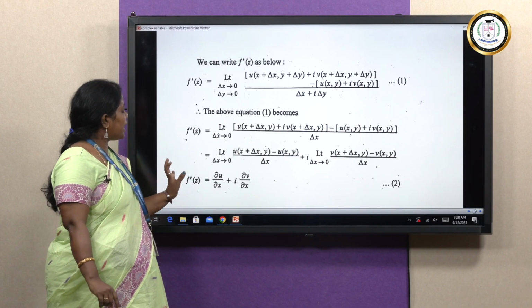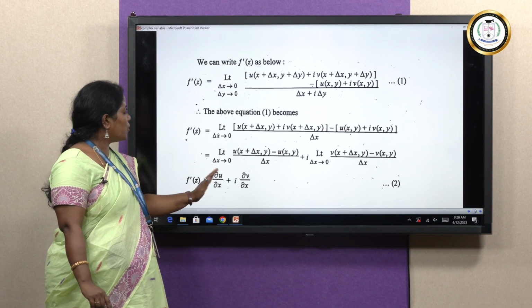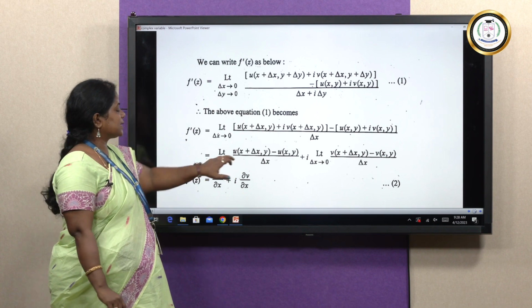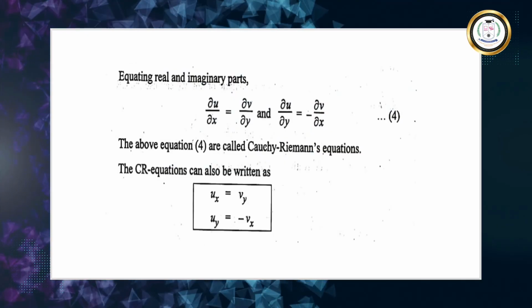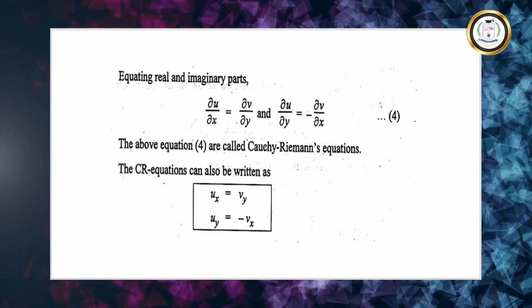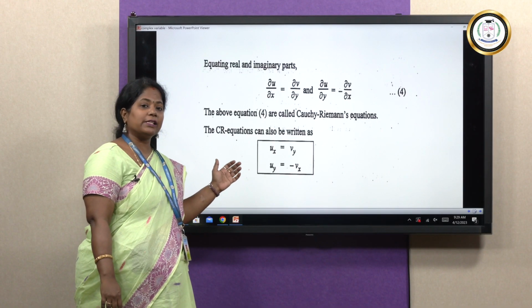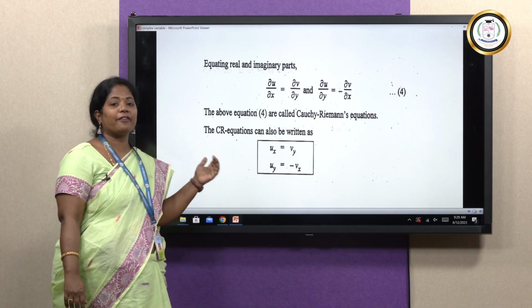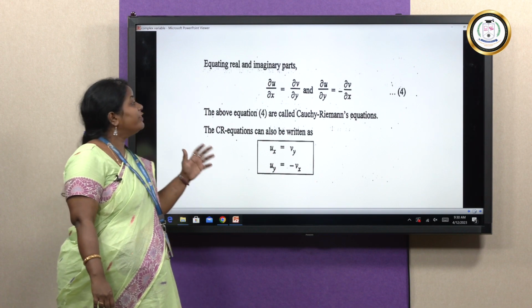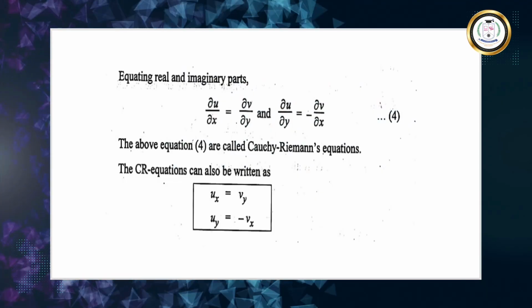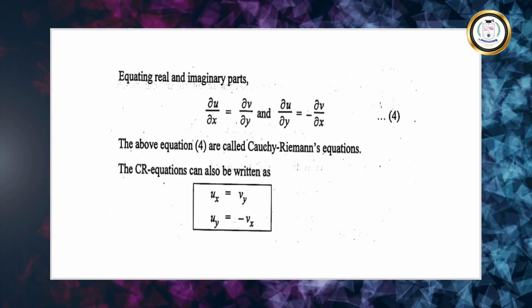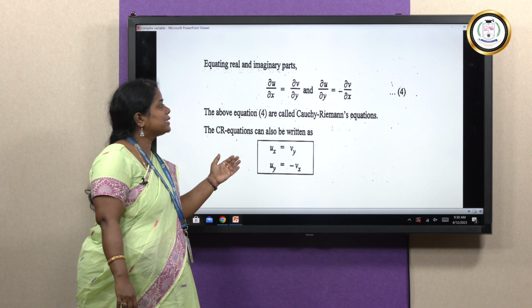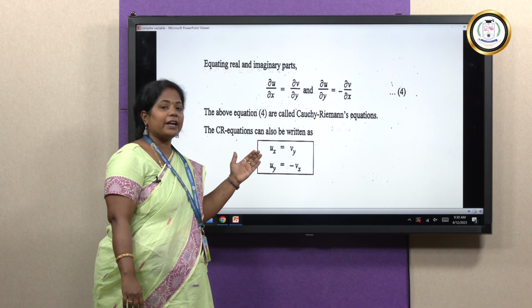Now what we have got, f dash of z is equal to ∂u/∂x plus i into ∂v/∂x, equating the real part and the imaginary part. Similarly, we have to substitute delta y tends to 0. First we substituted delta y tends to 0, and now we substitute delta x tends to 0. We will get two equations: ∂u/∂x is equal to ∂v/∂y, and the second equation will be ∂u/∂y is equal to minus ∂v/∂x.